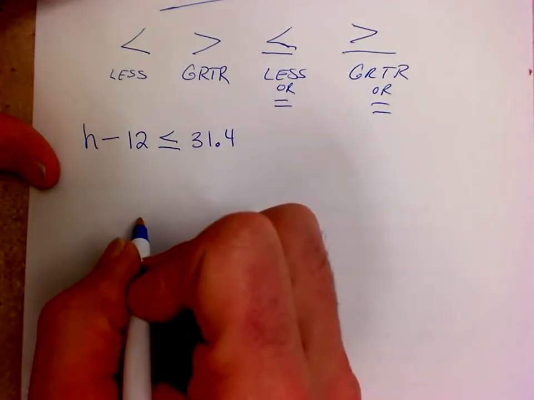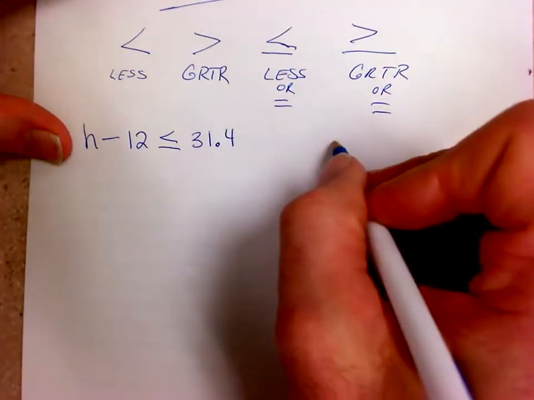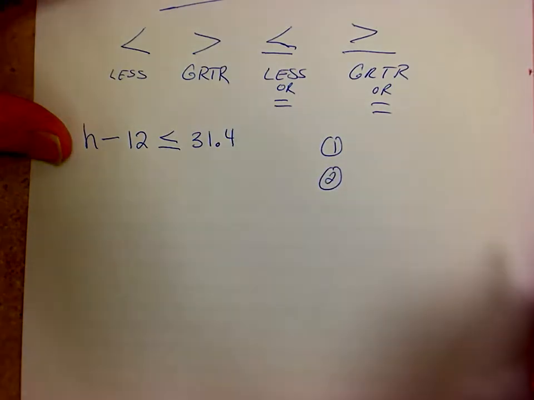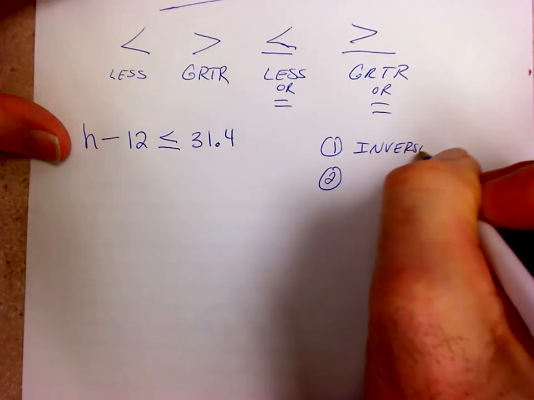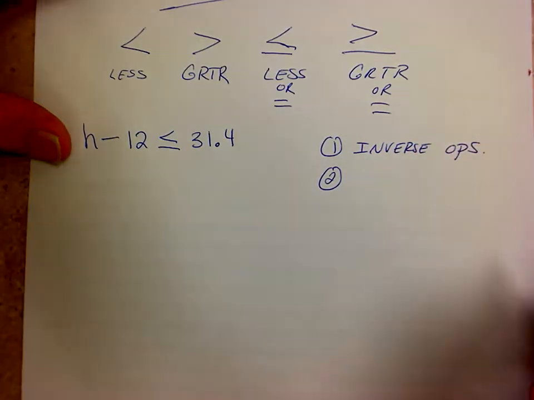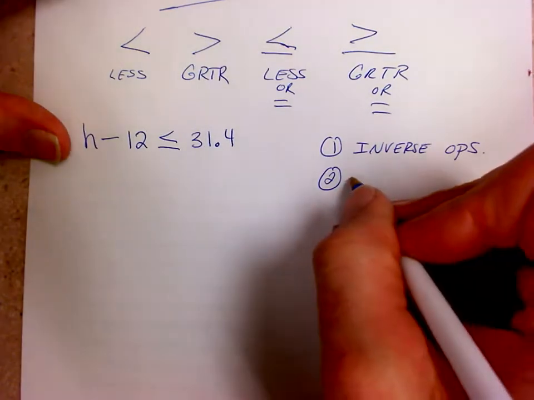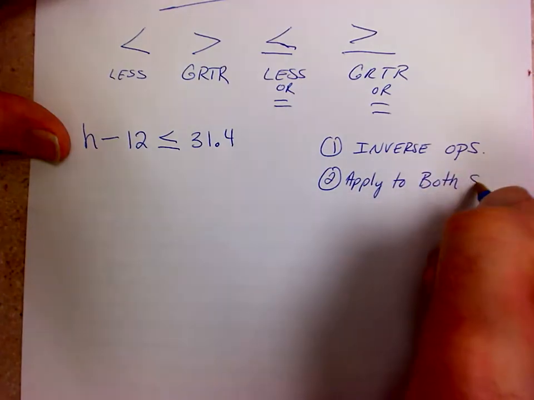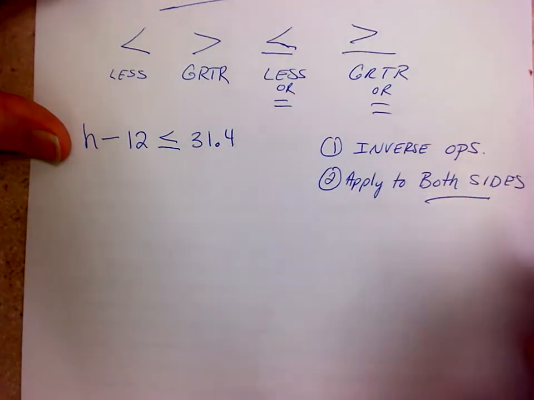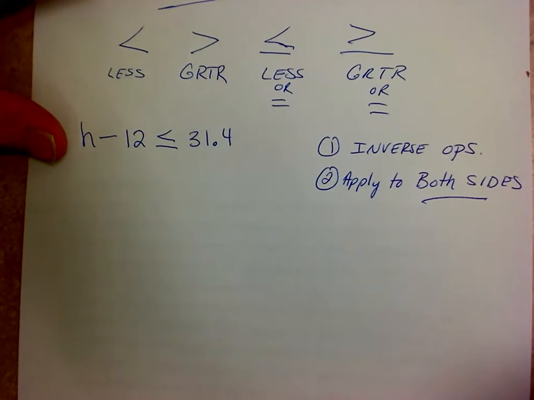Since this is still an equation, we get to keep our 2 rules that are in effect. We can do inverse operations, that tells us how to solve it. And then we need to make sure we apply the rule to both sides. Those are the 2 rules that we've been following.